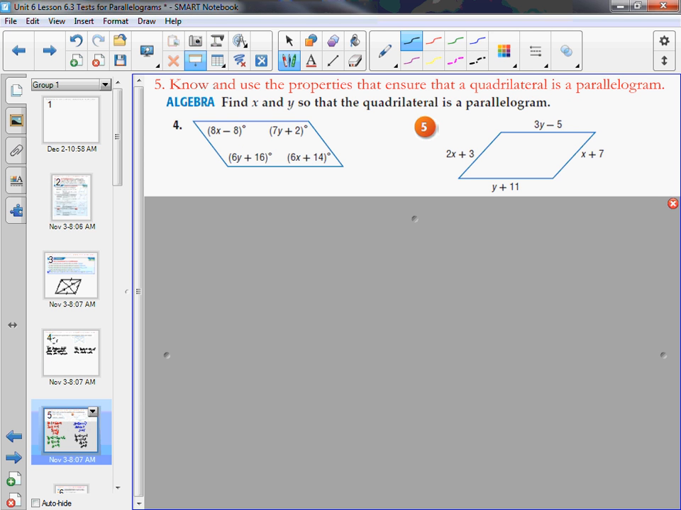All right, skip 3, go to 4. Find x and y so that the quadrilateral is a parallelogram. So for number 4, look at where they put these variable expressions. They put them as measures of angles. What do we know has to be true about angles in a quadrilateral to prove that it's a parallelogram? Opposite angles are congruent. Okay? If we set it up so that the opposite angles are congruent, that forces it to be a parallelogram, doesn't it? Okay?